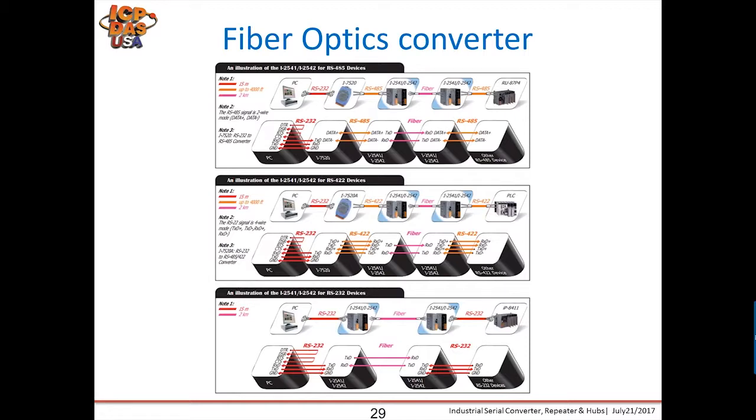These pictures show how to make fiber optic networks connection through RS-232, 485, or 422. I-2541 and 42 can convert serial to fiber, and then another converter can convert back to serial in order to communicate multiple devices on both sides.